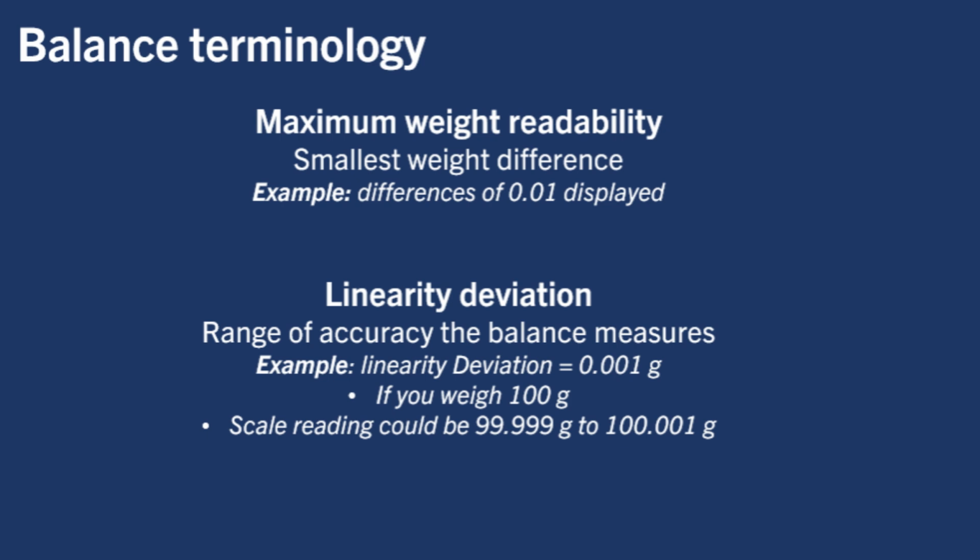The linearity deviation refers to how accurately the balance measures weight across its range, or the range of different weights the balance might be off by. For example, if the linearity deviation equals 0.001 gram and you weigh 100 grams, the scale could display a reading between 99.999 grams to 100.001 gram.